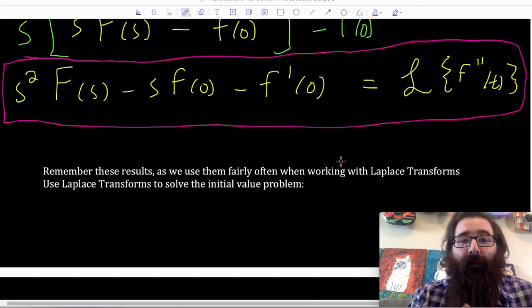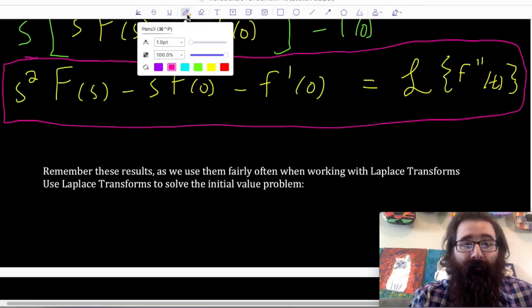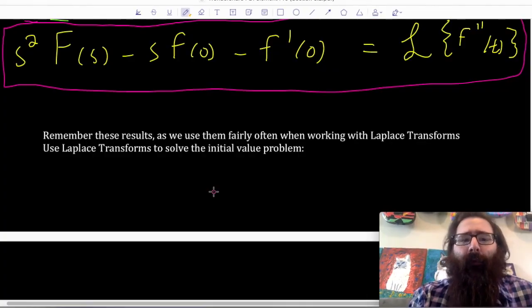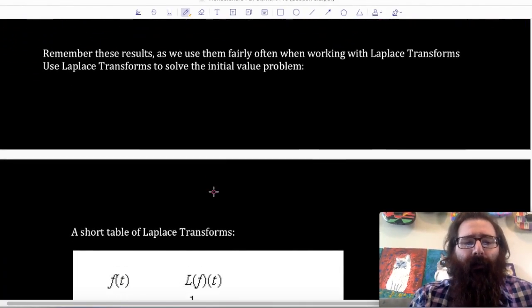Now we want to remember these results, because what this allows us to do is to look at a differential equation problem and use the Laplace transformation to actually solve it. And this is going to be, I think, very interesting to look at. So I hope you enjoy it. But let's go ahead and take a look at it. And since I want to remember these relationships, I'm going to write it up above.